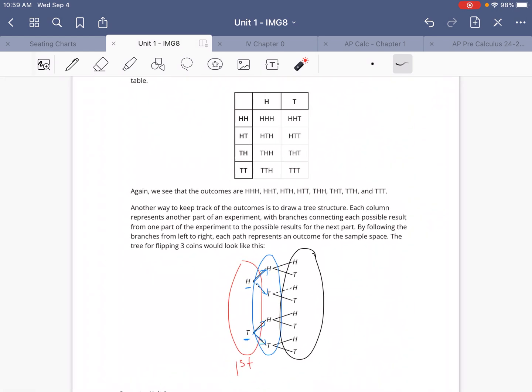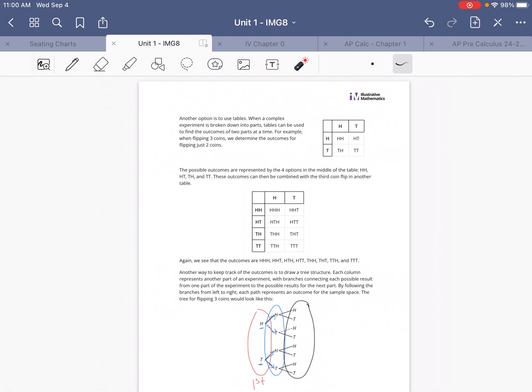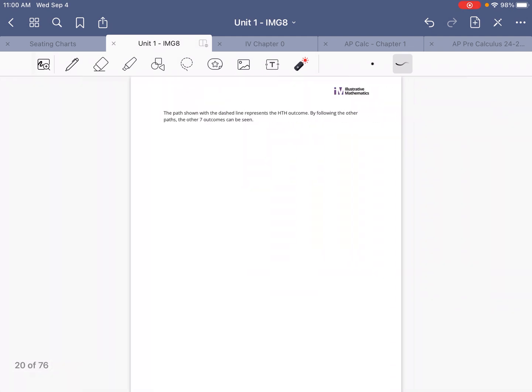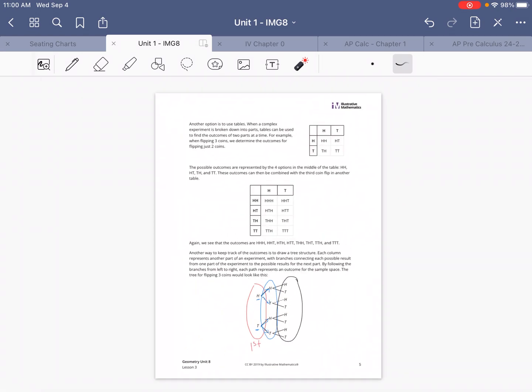Now, that's assuming that the order actually matters, because if you flip all the coins at the same time, you could get a tails and 2 heads in several different orders. It's kind of interesting. Anyway, the possible outcomes are all there for you to see.